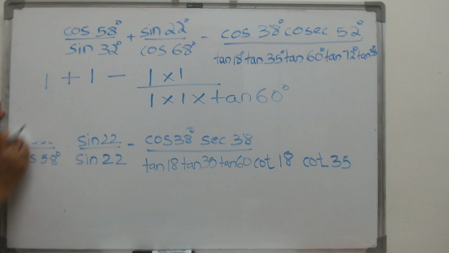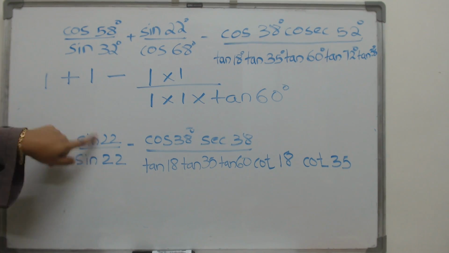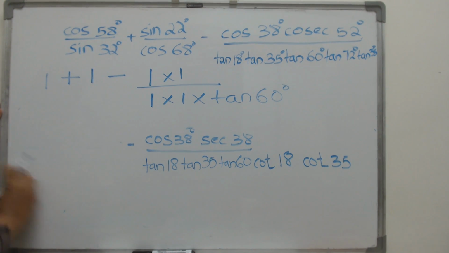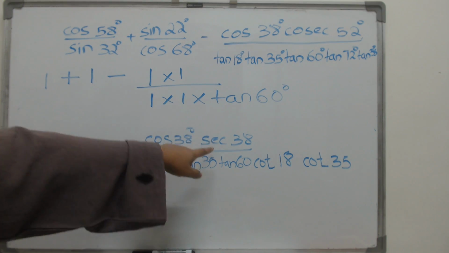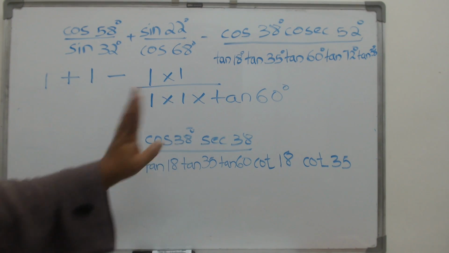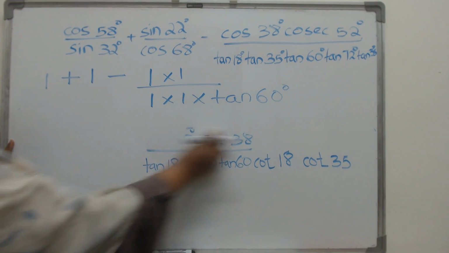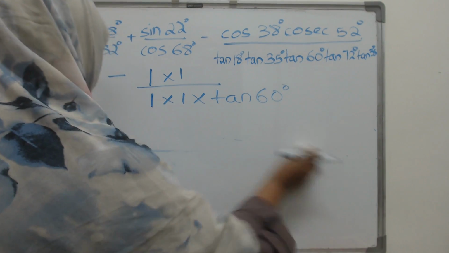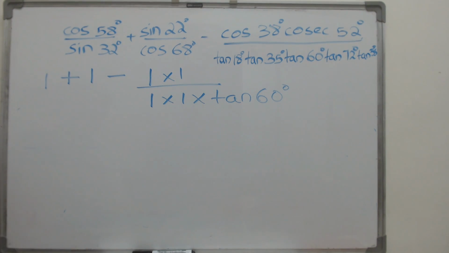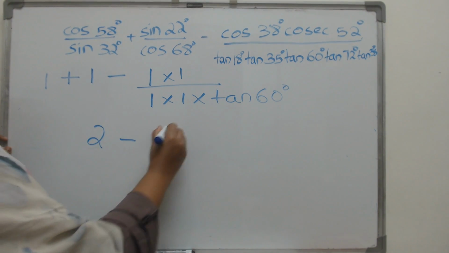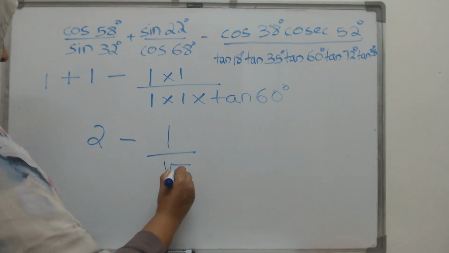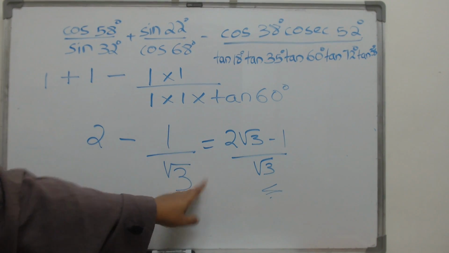These two get cancelled, a 1. These two get cancelled, again a 1. And then here cos and sec of the same angle, again a 1. All that is left is the tan 60 in the middle. And now what is the value of tan 60? We know what it is. It is root 3, right? So our final answer looks like this. Now this is the answer we get.